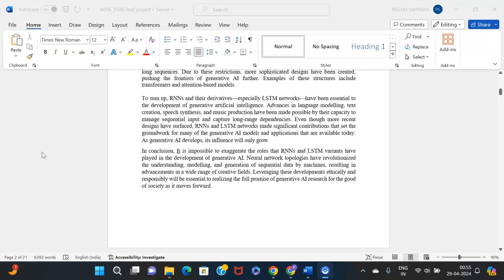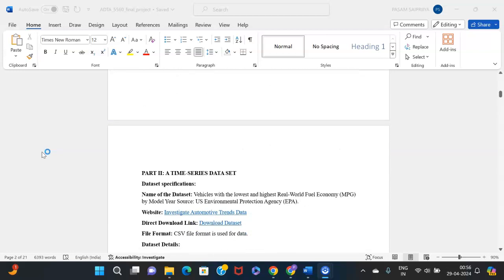In conclusion, it is important to emphasize the roles that RNN and LSTM variants have played in the development of generative AI. Neural network topologies have revolutionized the understanding, modeling, and generation of sequential data by machines, resulting in advancements in a wide range of creative fields. Leveraging these developments ethically and responsibly will be essential to realizing the full promise of generative AI research for the good of society as it moves forward.